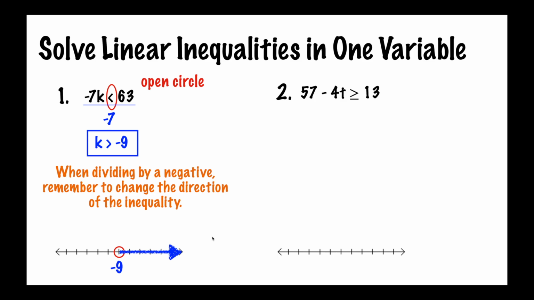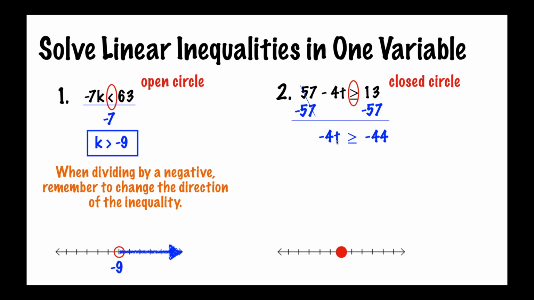For number 2, as soon as we look at this greater than or equal to symbol, we automatically know it's a closed circle. So again, I'm going to put a closed circle on my number line. I couldn't do that if I had numbers written here, but since there's no numbers written here, I'm going to put it right in the middle, and then once we find that value, we're going to put it right here underneath that. So from here, if I start by subtracting 57 on each side, I end up getting -4t is greater than or equal to -44.